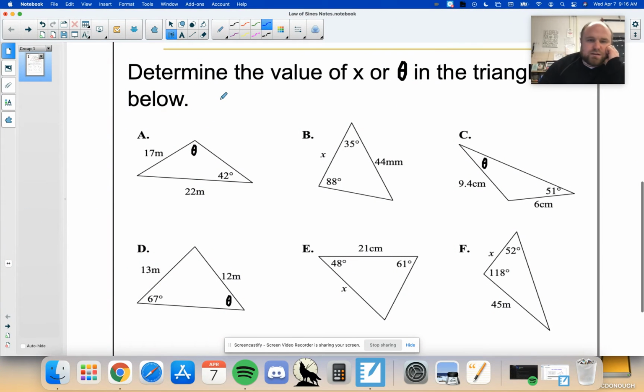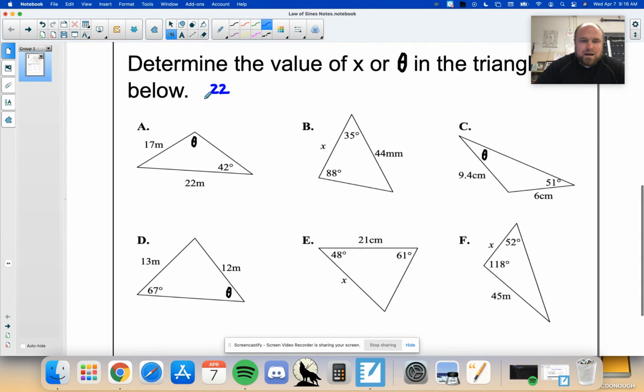When you set up an equation, I typically go side length over the sine of the angle, and you set it up as a proportion. So you're going to say 22, which is the side length, divided by the sine of theta, which is the angle. And then you're going to set that equal to another side that's across from another angle. The other side that I can see in this picture is 17, and 17 is across from the 42-degree angle. So we're going to write sine of 42 down here.